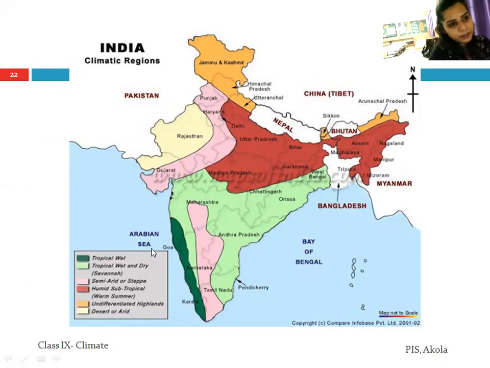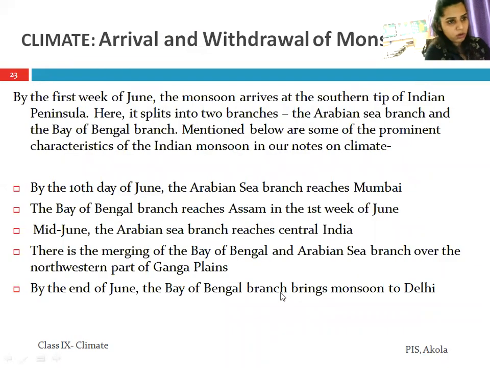See this side, the left hand side or the western side of India, you can see the Arabian Sea, and the eastern side is the Bay of Bengal. So the first week of June, the monsoon arrives at the southern tip of the Indian Peninsula. There it splits into two branches, that is the Arabian Sea branch and the Bay of Bengal branch. Below are some of the prominent characteristics of the Indian monsoon in our notes on climates.